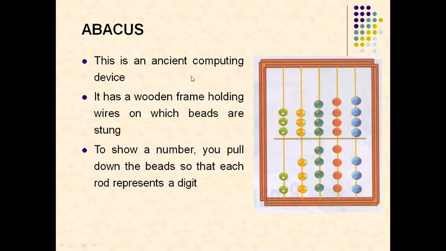This is an ancient computing device. It has a wooden frame holding wires on which beads are strung. Okay. So these are the beads which are strung on the wooden frame. This is a wooden frame which contains the wire on which beads are strung. To show a number, you pull down the beads so that each rod represents a digit. Okay. So when you pull down the beads, each bead represents a digit.